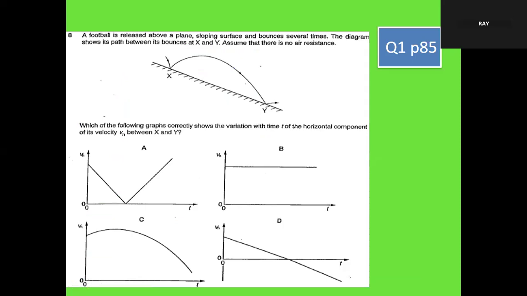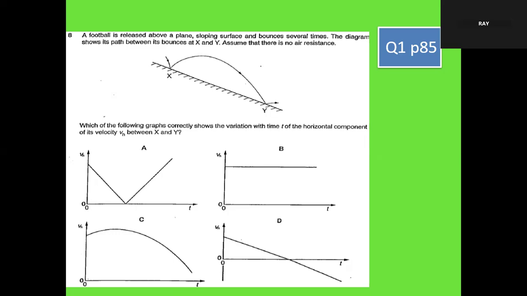A football is released along a plane sloping surface and bounces several times. The diagram shows its path between its bounces at x and y. Assuming there is no air resistance, which of the following graphs correctly shows the variation with time t of the horizontal component of its velocity vh between x and y?